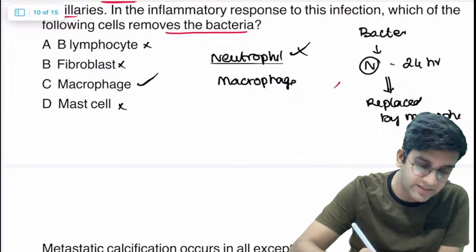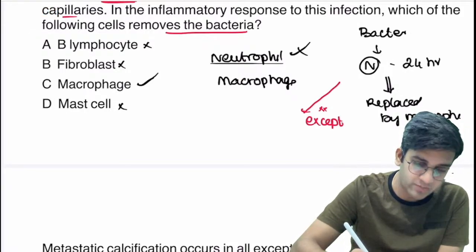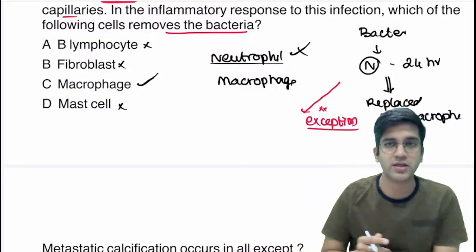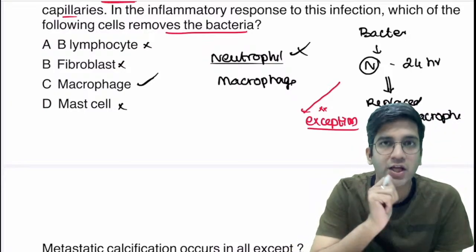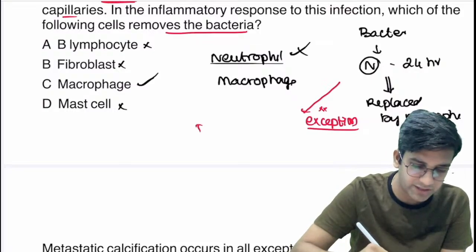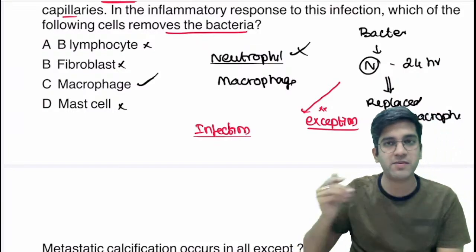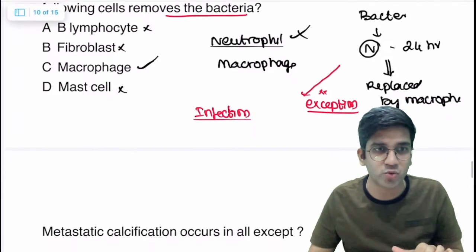There's only one disease, there's an exception. Okay? There's an exception here. It's there in Robbins, and this came once in the exam as well. There's only one infection where neutrophils will not be replaced by macrophages. What infection is that? I'll give you a clue for the infection.